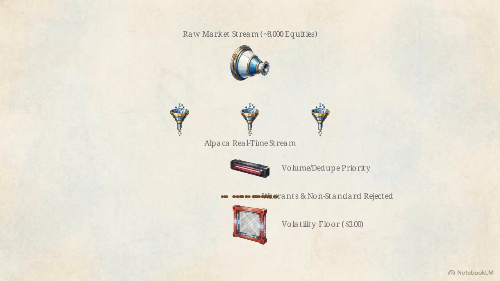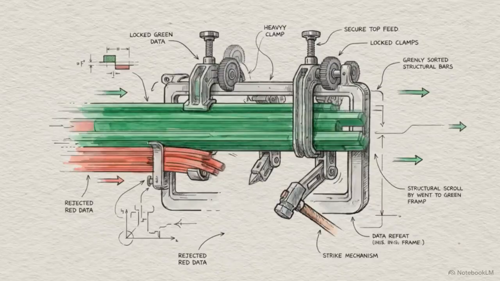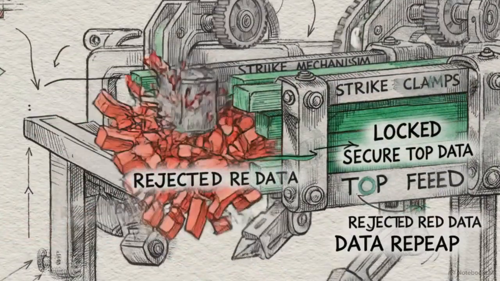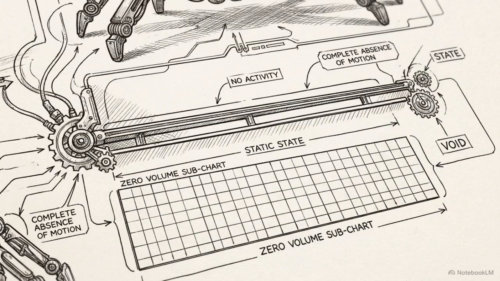The system then drops the floor. Any stock trading under $3 is automatically discarded to keep highly volatile penny stocks out of the portfolio. What remains is a clean, highly active candidate pool of exactly 30 to 45 unique symbols. This aggressive initial culling ensures the system only spends computational power on assets the broader market actually cares about, rather than wasting resources analyzing dead charts.